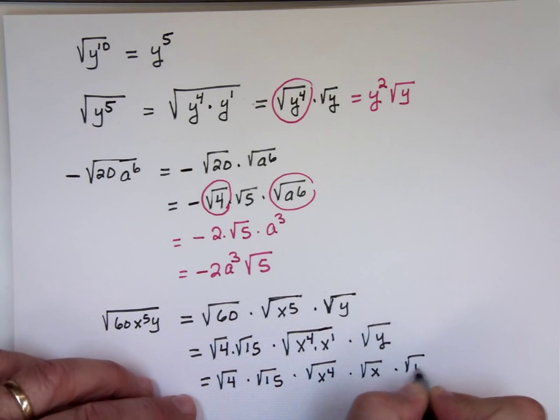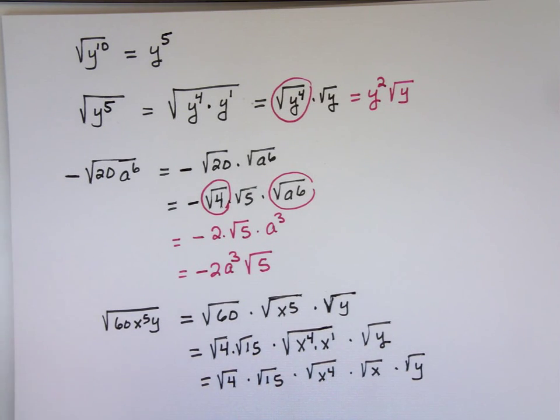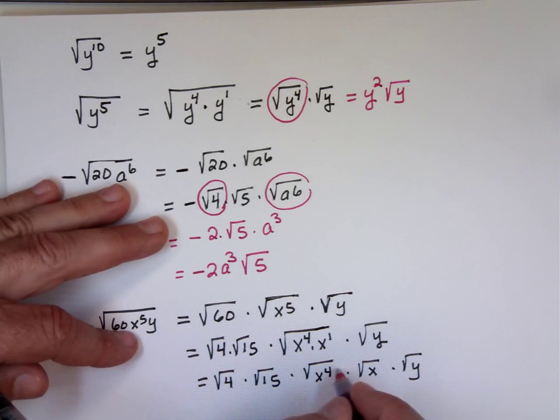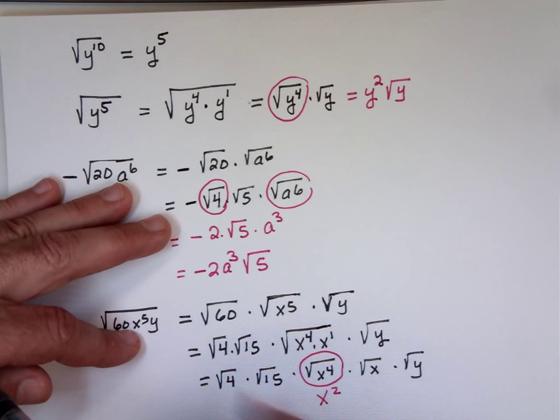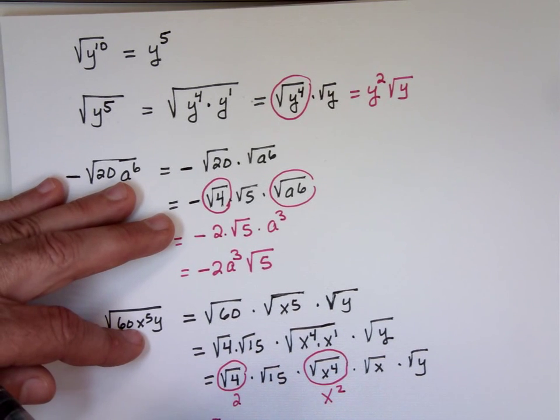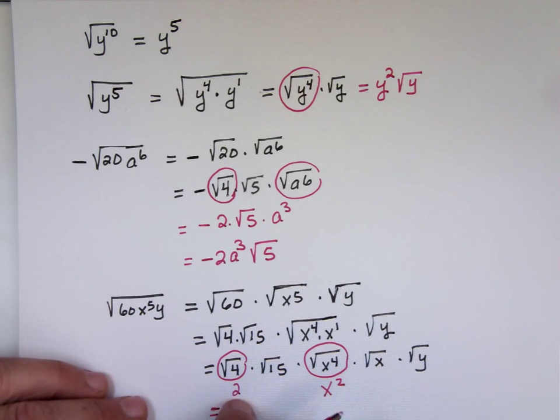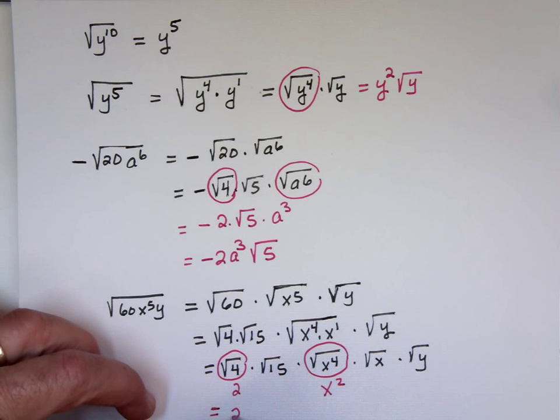And let's put what we know the answer to. We know the answer to this one, and that's x squared. We know the answer to this, that's a 2. So 2 times x squared, I like them in the front, no square roots for them. And what's left is this times that. We can use the product rule.